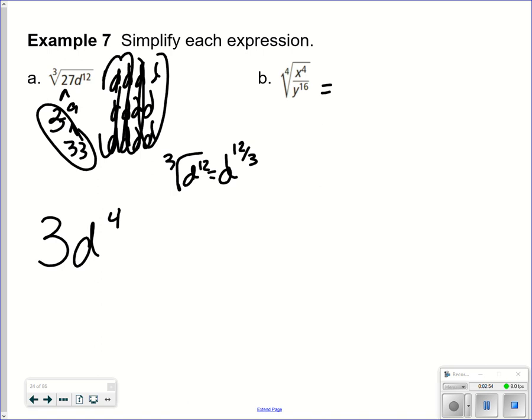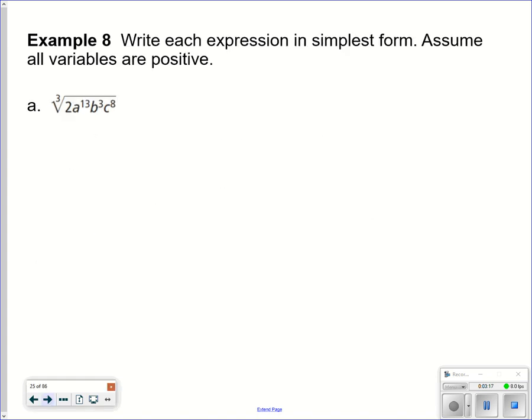So in this one, you're talking about x to the 4/4, which is just x to the 1st, and y to the 16/4, which is just y to the 4th. Now, I don't have to do anything else to this because the denominator is no longer a radical. Remember, we talked all about that in the last section. If you have a fraction with a radical in the denominator, then you have to do more. But in this case, I do not because the radical is gone.